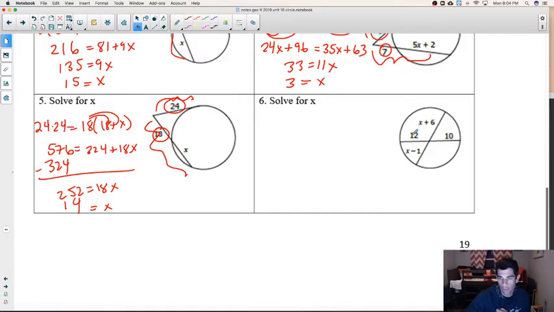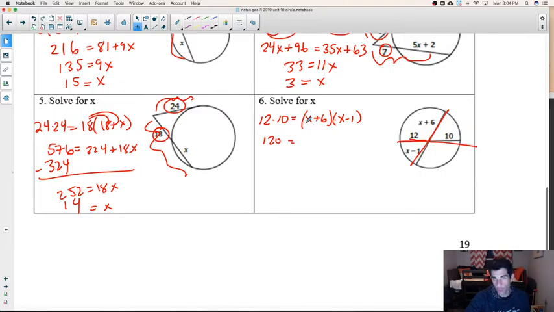All right. 12 times 10, x plus 6 times x minus 1. So we're going to have 12 times 10, then we're going to have x plus 6 times x minus 1. But again, like we did on all those other ones, this has to go like this, right? 12 times 10 is 120.